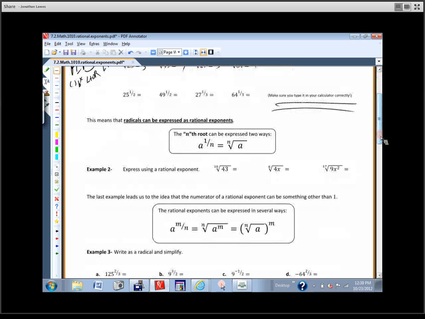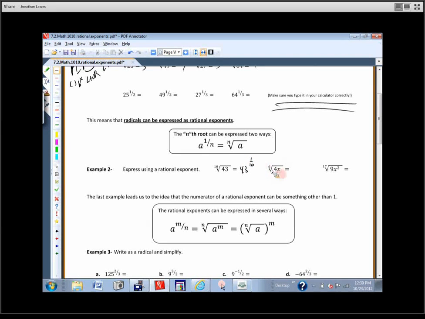Okay. So we could refer to that as the nth root or the xth root, if that's the way your calculator has it. So if I write x to the 1 over n, or a to the 1 over n, I can write that as the nth root of a. So if this says express using a rational exponent, this is the 10th root of 43. So I could write that as 43 to the 1/10.